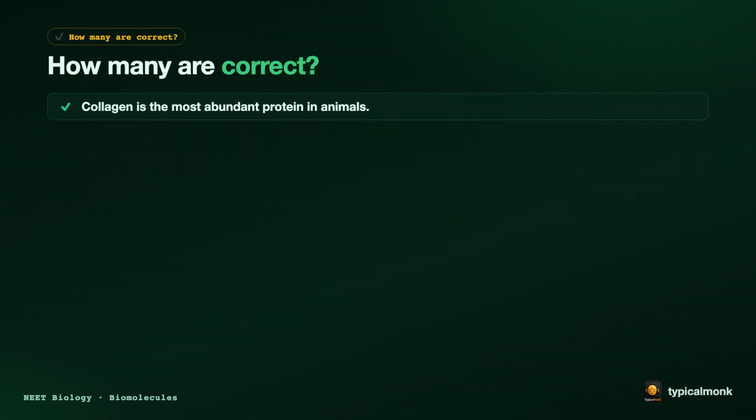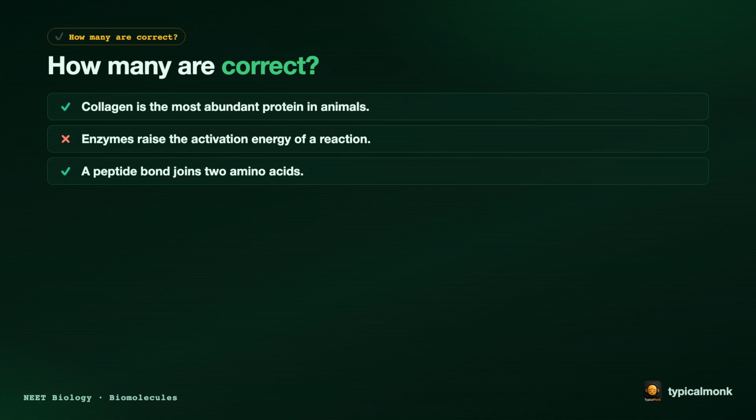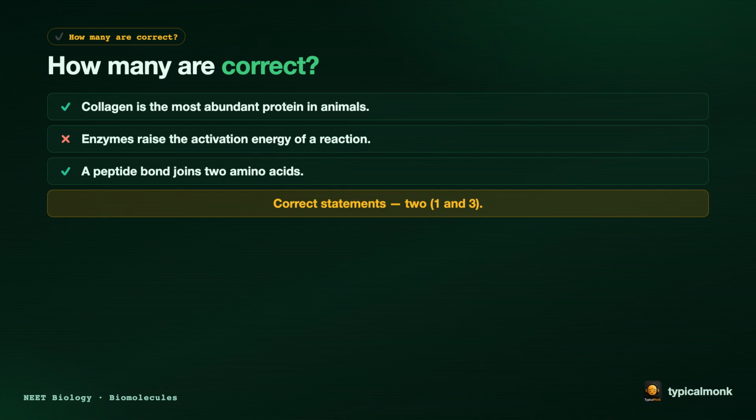Now the third drill, how many of these statements are correct? Check them one by one. First, collagen is the most abundant protein in animals. This is correct. Second, enzymes raise the activation energy of a reaction. This is wrong. Third, a peptide bond joins 2 amino acids. This is correct. So the correct statements, 2, that is, the first and the third.